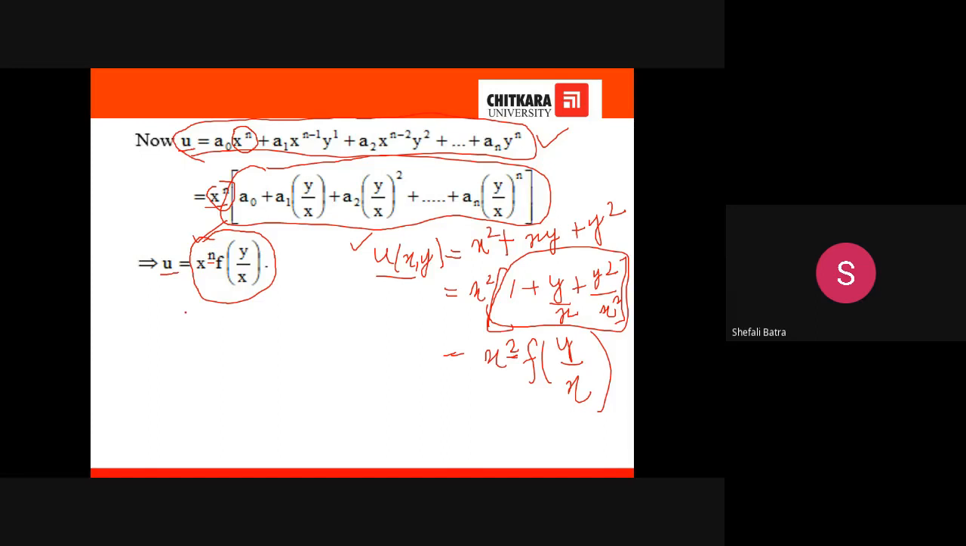Either this form, or I can take y outside, so it would be y power n function of x upon y, because you are taking y outside. So what will be left inside? That is a function of x by y. So if you are able to express the given function in either of these forms, then you can say that the given function is a homogeneous function with the degree n.